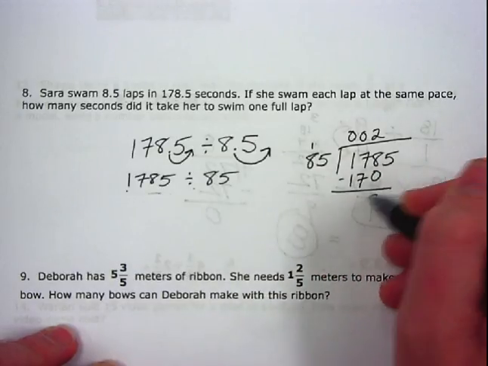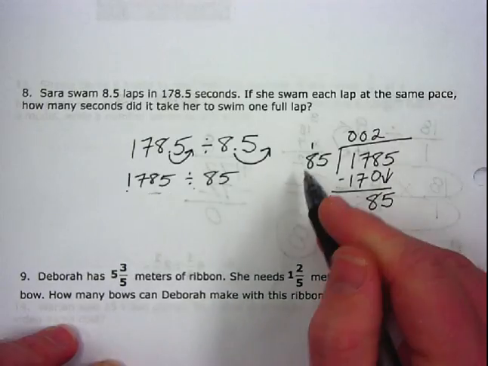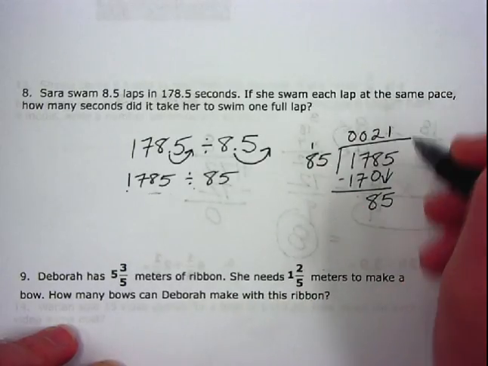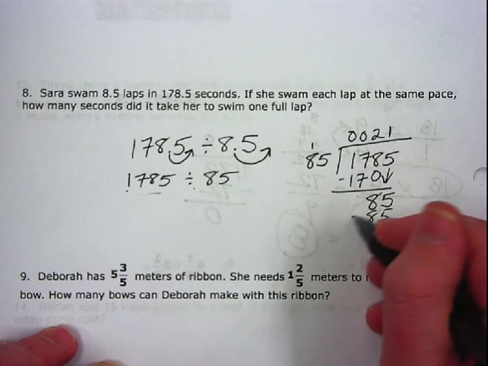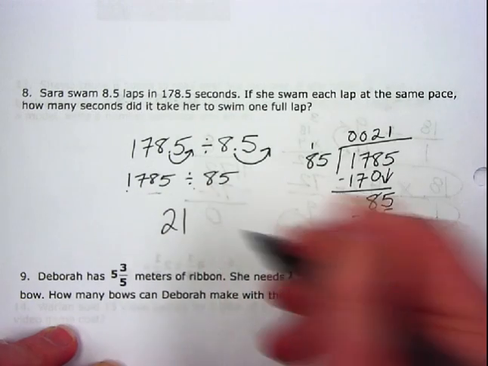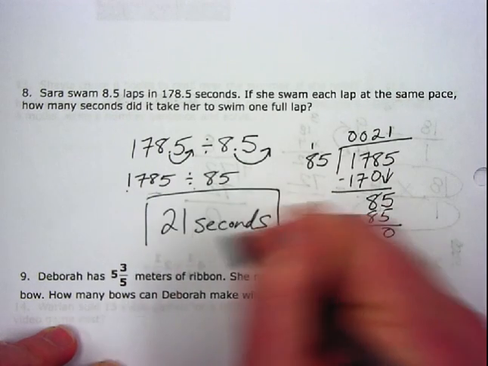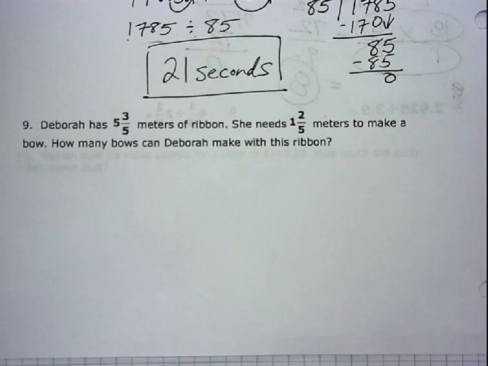Then I subtract. I have 8 left over. I bring down my 5. 85 goes into 85 one time. So now I just have to write my answer with my units. 21 seconds. Each lap took 21 seconds. There you go.